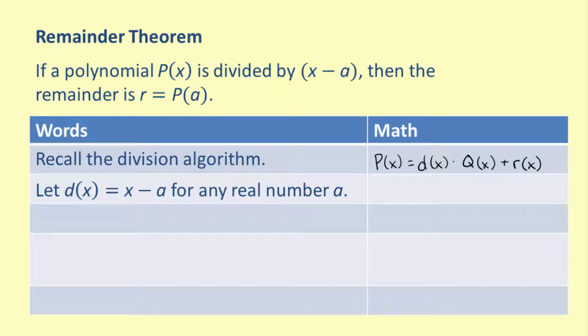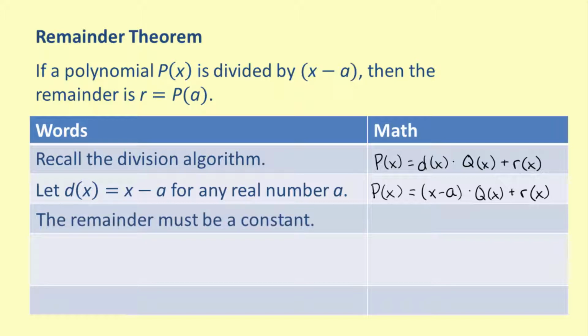Since we are dividing p of x by the quantity x minus a, let d of x equal x minus a for any real number a. Then, p of x equals the quantity x minus a times q of x plus r of x. The degree of the remainder is always less than the degree of the divisor. Therefore, the remainder must be a constant. Let's call it r so that r of x equals r.